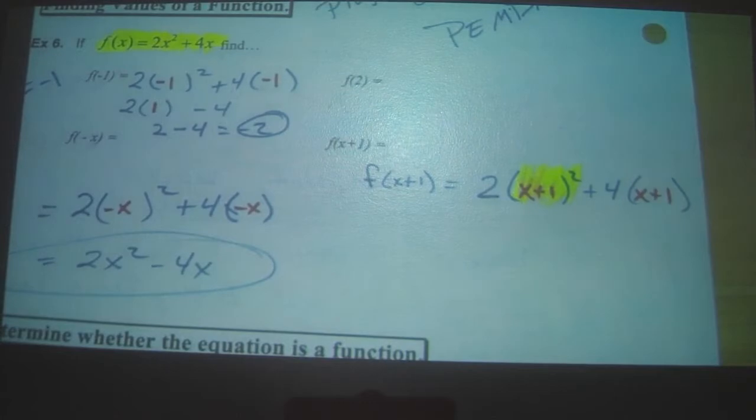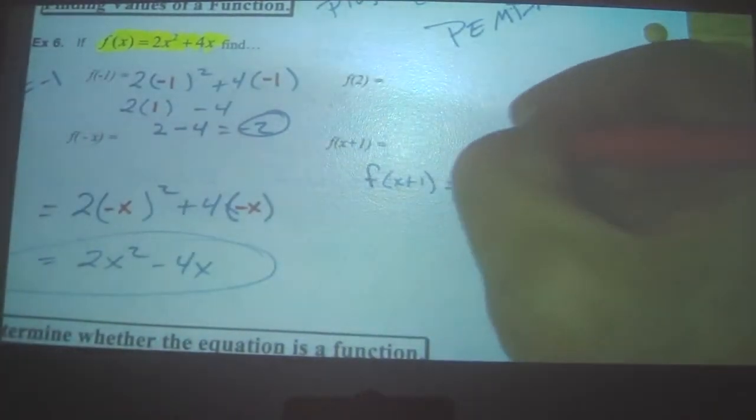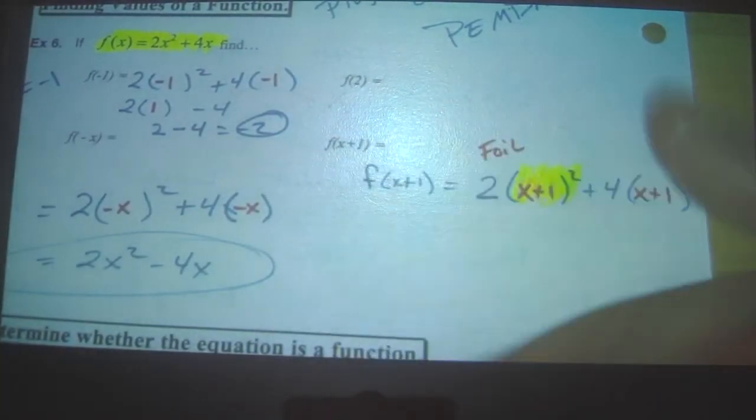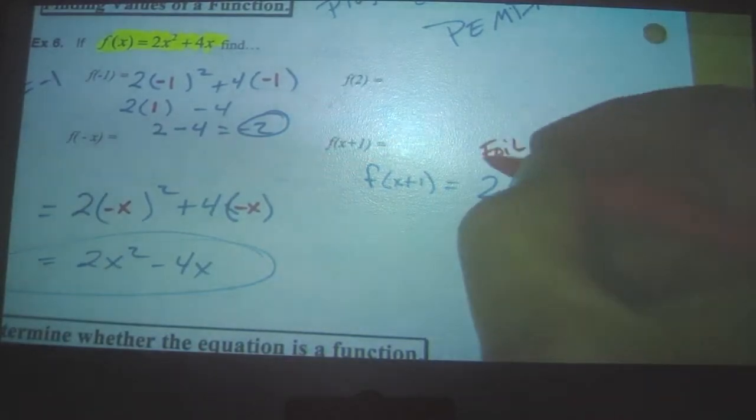Yeah, we got a FOIL. First, outers, inners, last. So again, very good. The idea is there's two terms here. If I take two things and I square, now I should have four things. That's your four-letter F word.